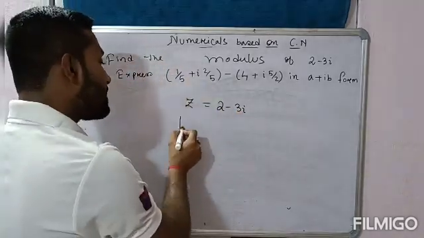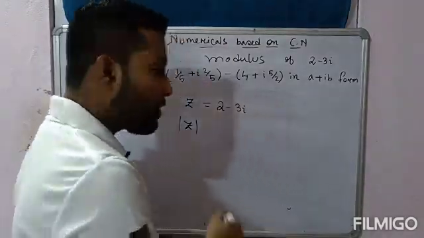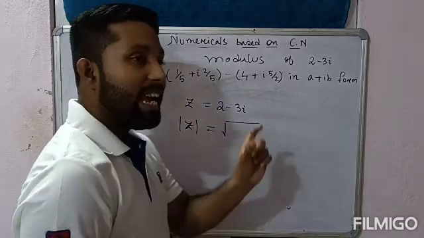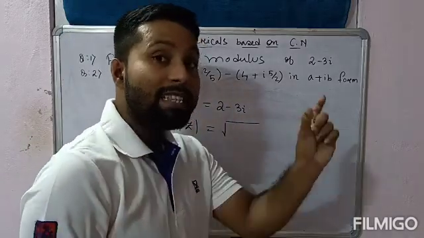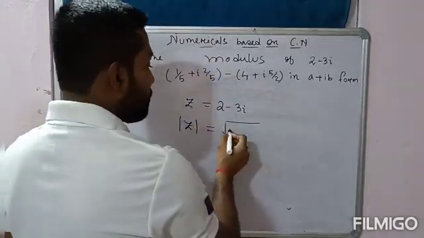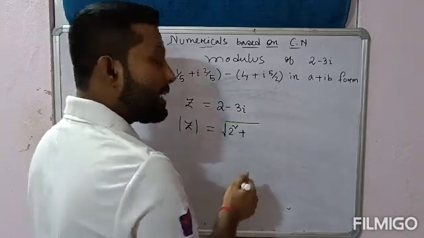Then the modulus of z, which is denoted by this symbol, so parallel line means ये modulus हो गया, which is equal to, what is the formula? Real part square plus imaginary part square. So here what is the real part? 2. So 2 square plus imaginary means here minus 3.